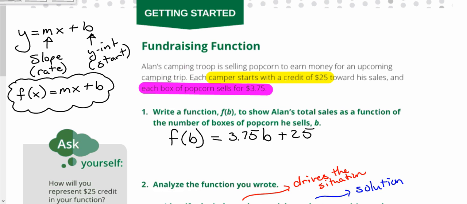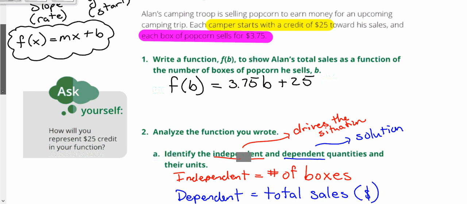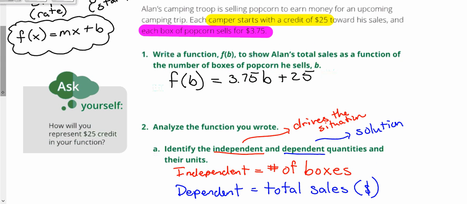Okay. All right. So then they ask us to analyze the function and identify the independent and dependent quantities. Let me see if I can get it done. There we go. So independent, the thing to think about independent is it's what drives the situation. In this case, it's the number of boxes sold. The dependent is the one that is the solution. So it basically depends on the independent. So our independent is the number of boxes, our dependent is the total sales, because the amount of sales depends on the number of boxes.